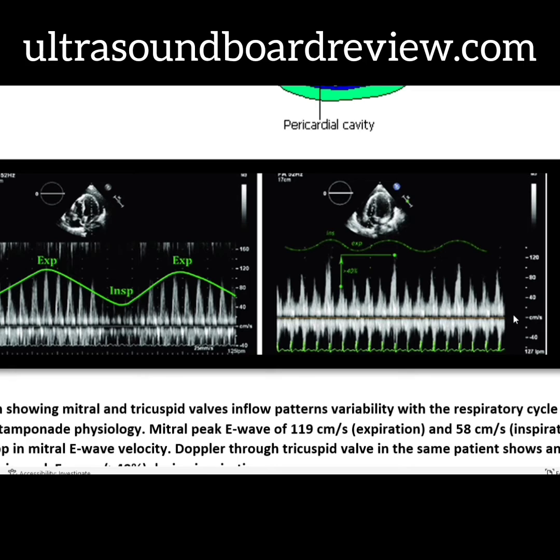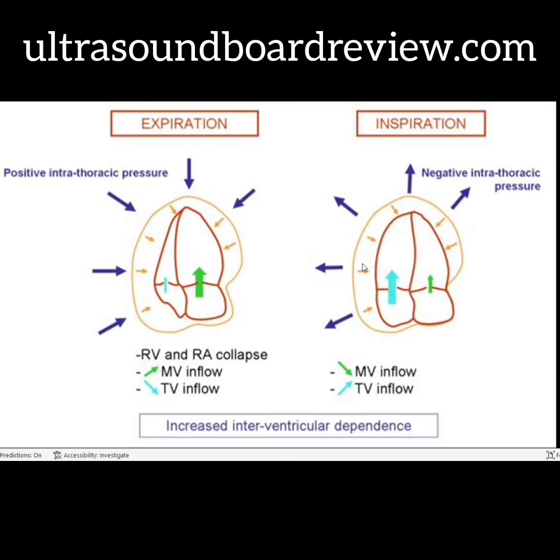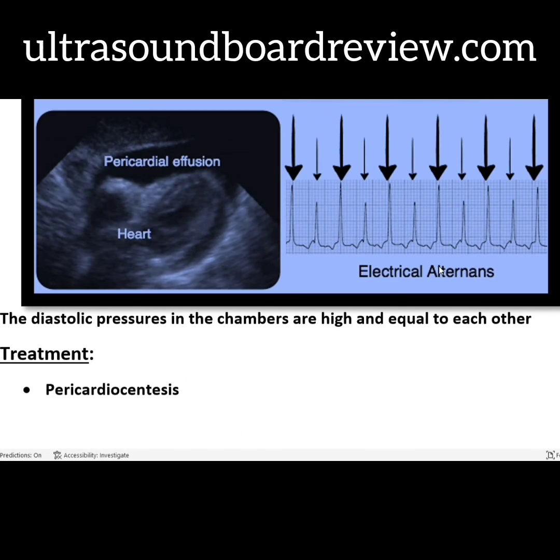You want to make sure that your sweep speed is turned down way low so that you can fit way more waveforms in here. So here's a little diagram indicating what happens during expiration. During expiration, blood flow through the mitral valve will increase and tricuspid valve inflow will decrease. And then during inspiration, you're going to have blood flow increase through the tricuspid valve and decrease through the mitral valve.